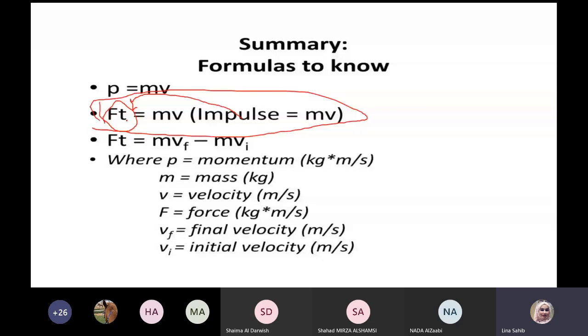To keep human safety, if he jumps from a tower, you should increase the time and decrease the force, okay? We will use this separately or together to solve the problems. Keep the formula with you. Now, we will start with this.